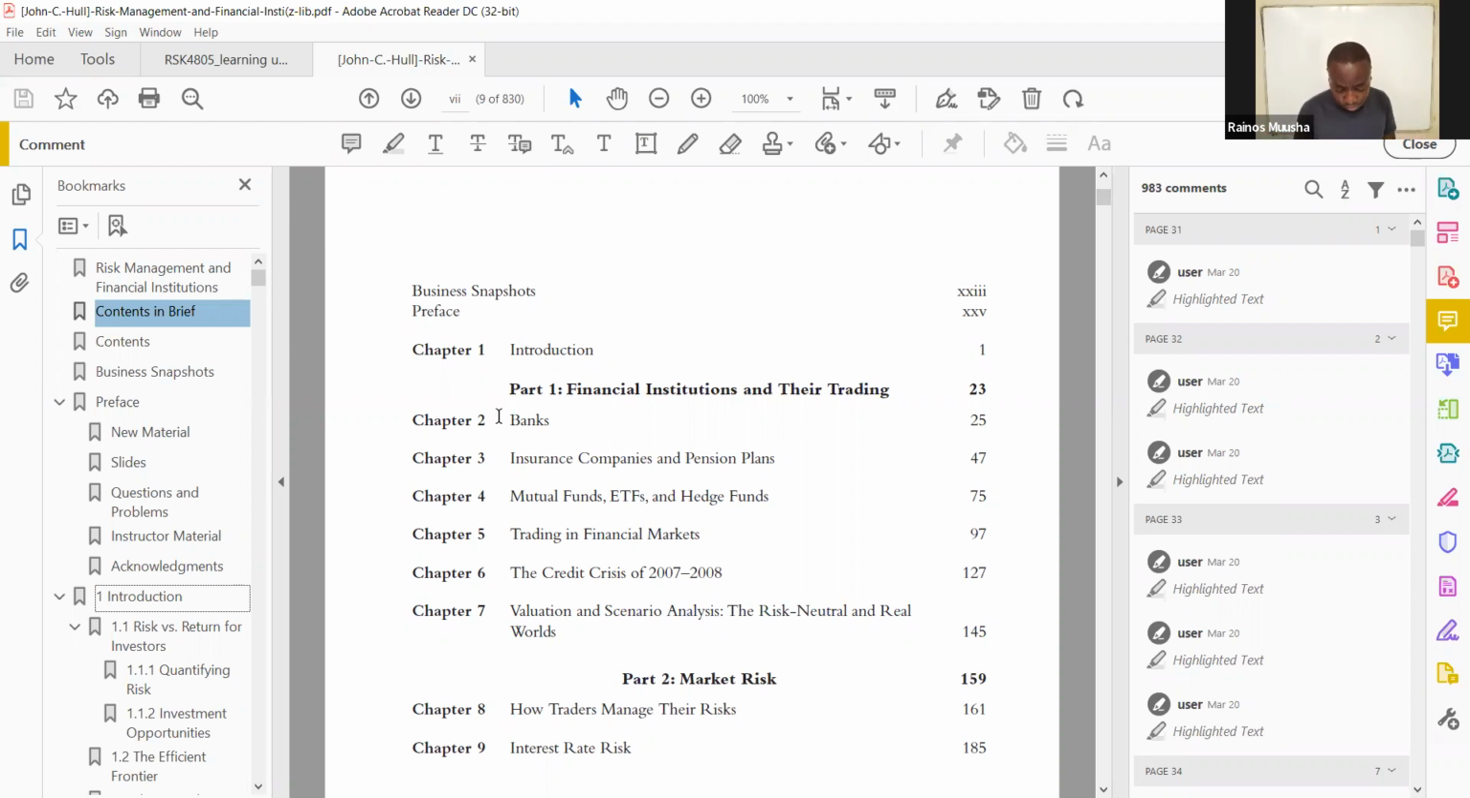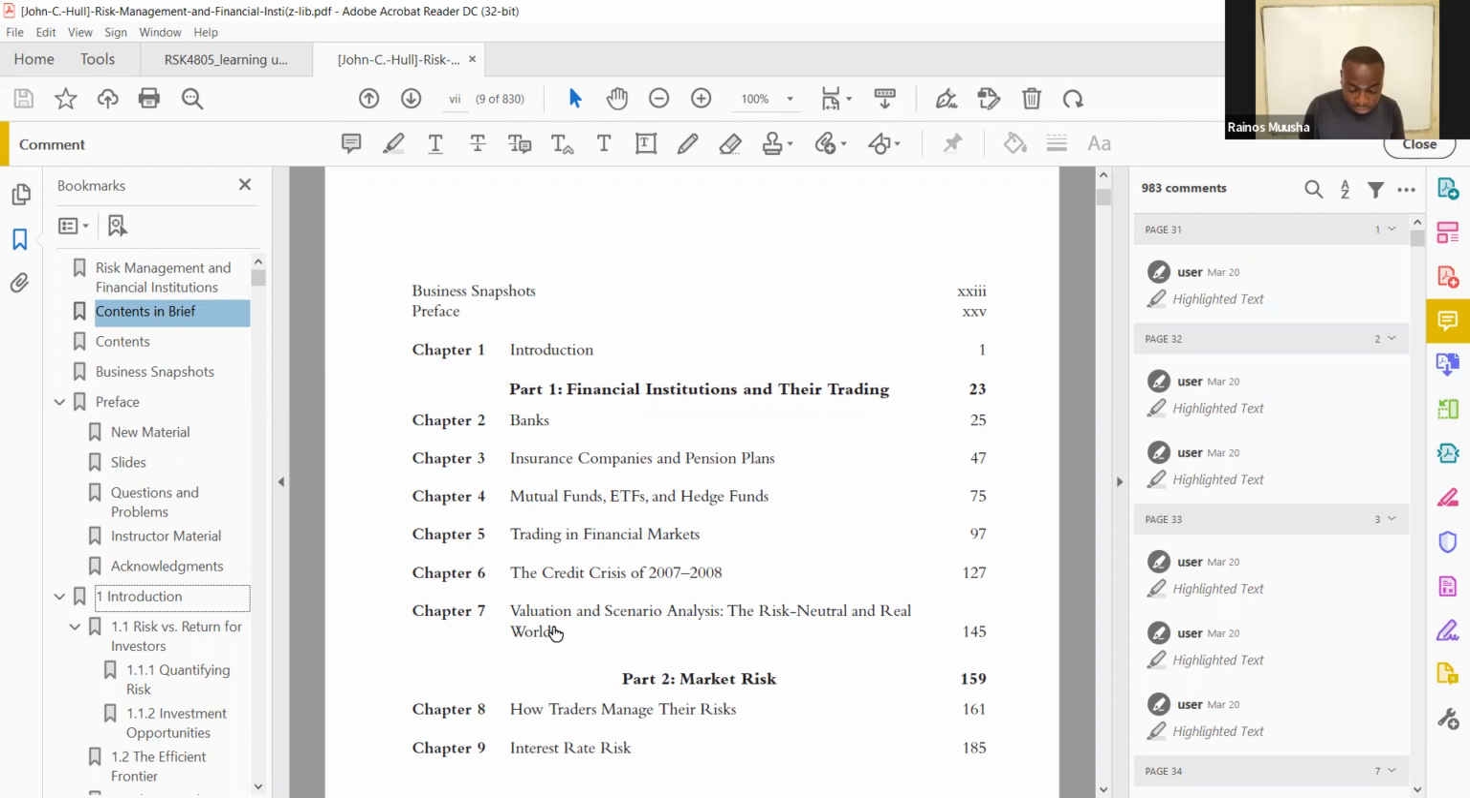So you see that learning unit 2 looks at chapter 2, which looks at financial institutions and their trading. So to see exactly how the trading is done, and what the different risk factors are that you're going to be looking at from the perspective of the banks, from the perspective of insurance companies and pension plans, and from the perspective of what? Mutual funds, exchange-traded funds, and hedge funds as well. Then later on, we are going to look at chapter 5, which looks at trading in financial markets. Then we are never going to do chapter 6.